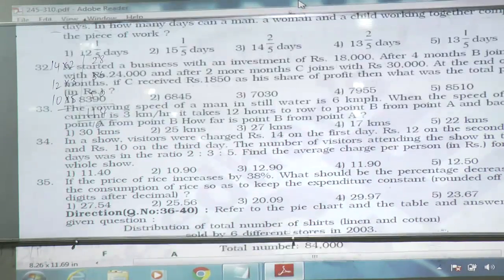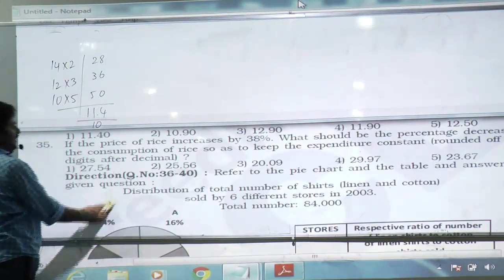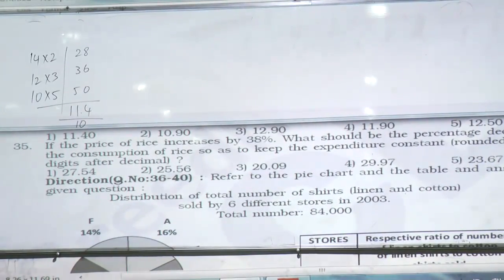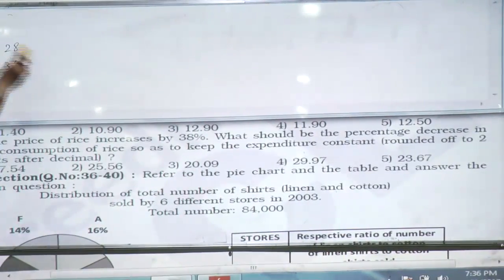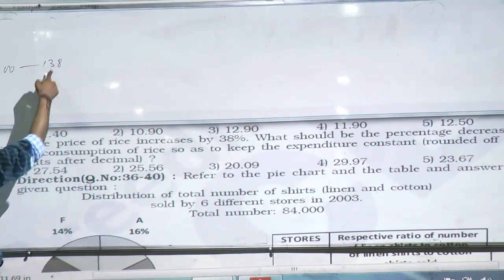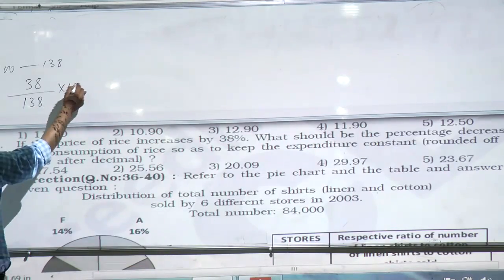(35) The price of rice increases by 38%. What should be the percentage decrease in the consumption of rice so as to keep the expenditure constant? Rounded off to 2 digits. A 38% increase means 100 becomes 138. To make it 100 again, you need to reduce 38 from 138. So the percentage is that over 138, into 100.